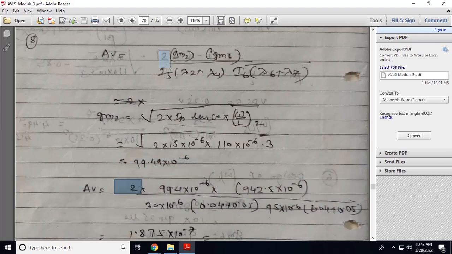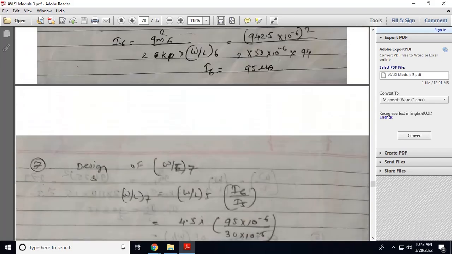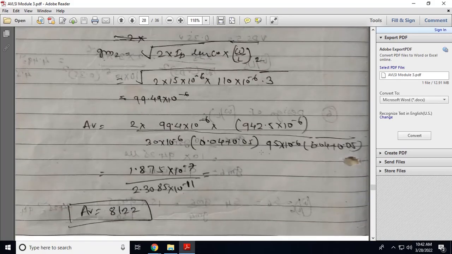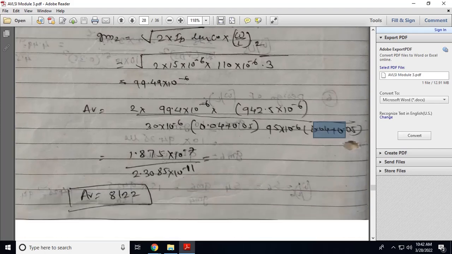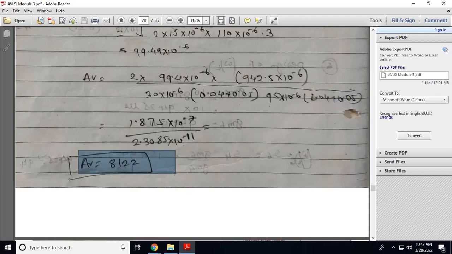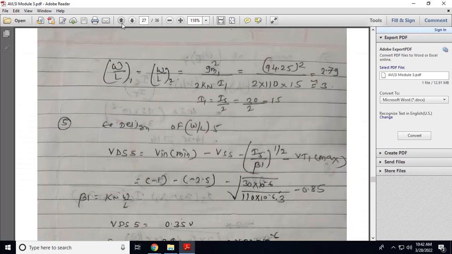So we can put here the voltage gain is equal to 2, this is a constant, GM2 is 99.49 microsiemens, GM6 is 942.5 microsiemens, I5 is 30 micro, lambda 2 plus lambda 4, that is 0.04 plus 0.05, I6 is 95 microampere multiplied by lambda 6 is 0.04 and lambda 7 is 0.05. So you will get the voltage gain is 8122. So we get the gain greater than 5000, that is the requirement.